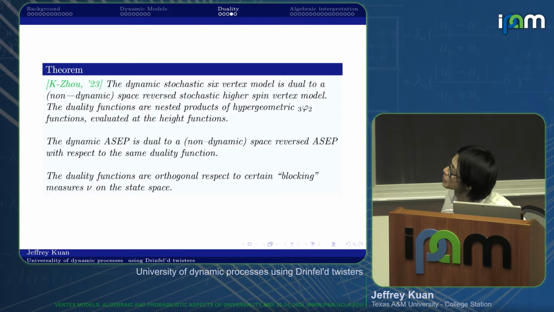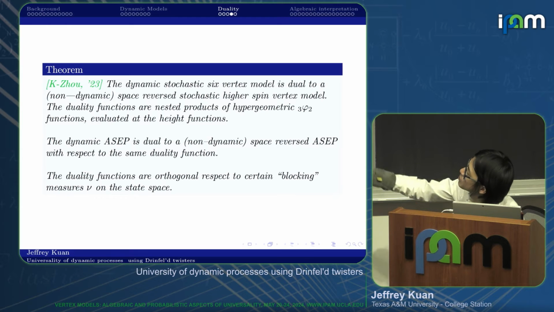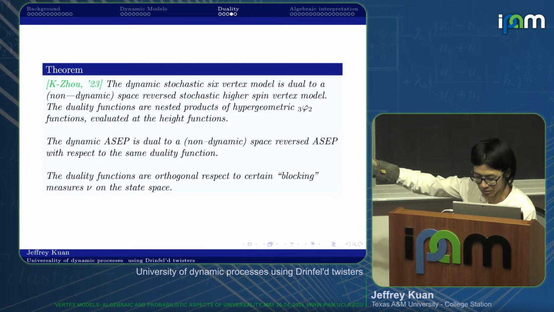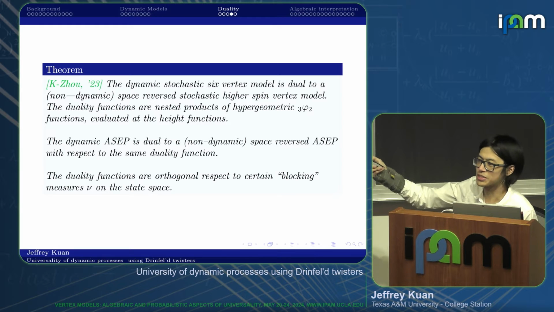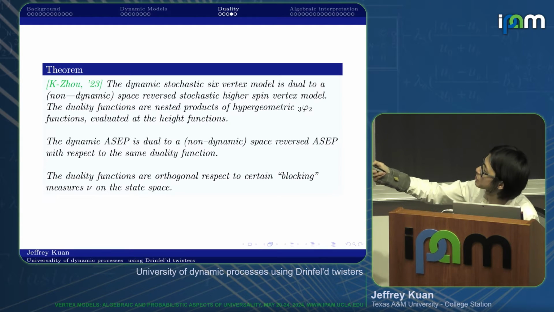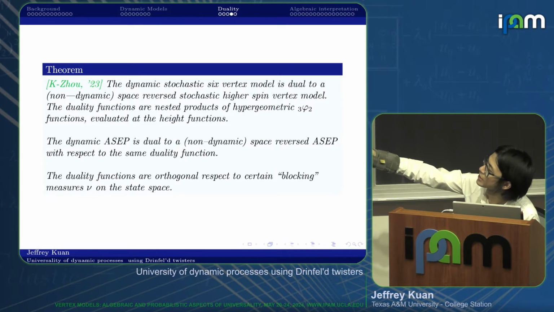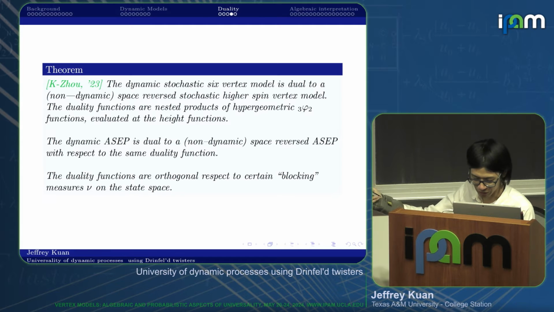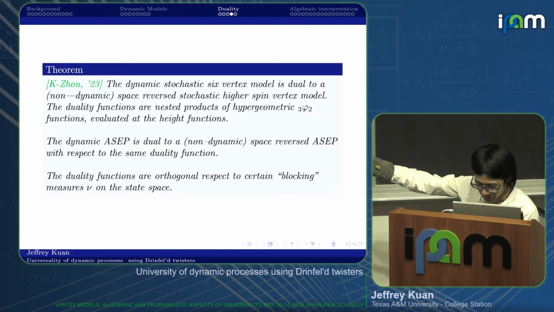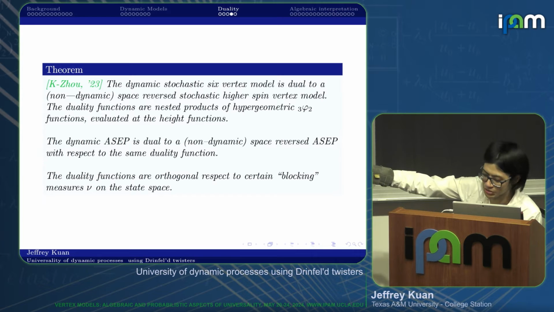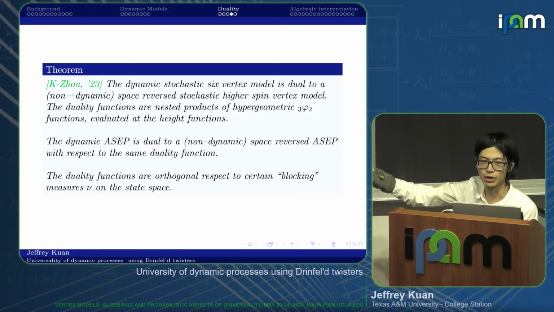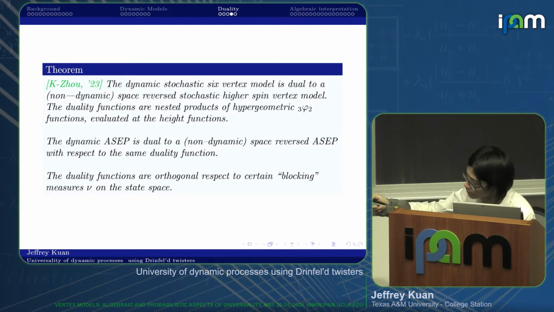Okay, so here's our duality result. The duality is between a dynamic model and a non-dynamic model. Before I elaborate more, I should have said on this slide that Alexei Borodin and Ivan Corwin also found a different duality between a dynamic and a non-dynamic model. Later on, I'll give an algebraic reason for why that's true. But anyway, moving on for this slide. The duality functions are these hypergeometric 3phi2 functions, which I should have said are nested products of q-Krawtchouk polynomials. And these are orthogonal with respect to certain measures called blocking measures.